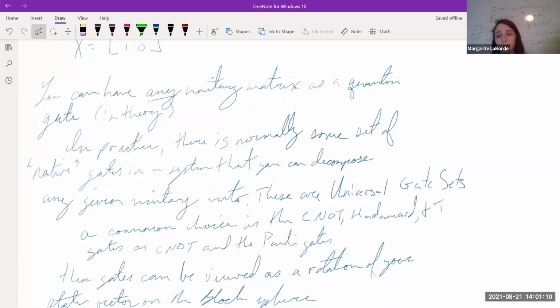Now, classically, you have only the one single bit gate, but quantum mechanically, you have infinitely many, because any unitary matrix can be written as a quantum gate in theory. In practice, there's a certain set of native gates for a system. Depending on who's building the quantum computer, there are some things that they know how to build easily, and these are the native gates of the system. Normally, these are universal gate sets, which means that you can take any other unitary gate and break it into pieces that are completely composed of these native gates.